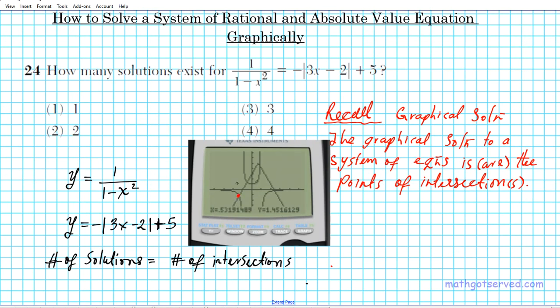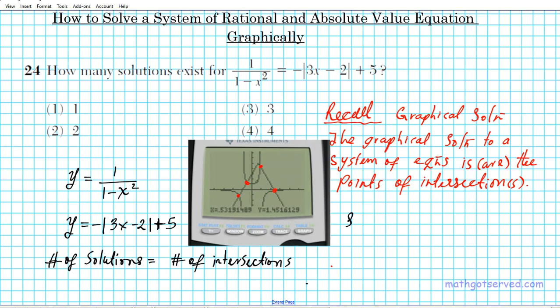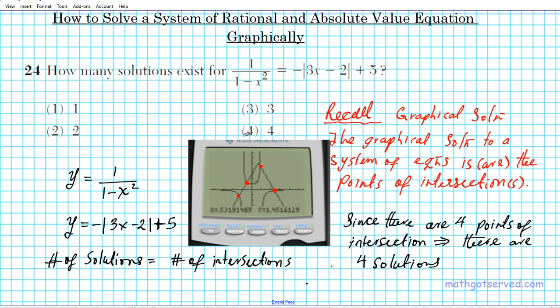You have one intersection hit there, 2, 3, 4. What does that tell us? We have 4 intersections. That automatically means that we have 4 solutions. All right, so let's write that down. Since there are 4 points of intersection, that implies that there are going to be how many? There are 4 solutions to this system. Okay, and then if you look at the options that we have here, the answer to question number 24 is option number 4.